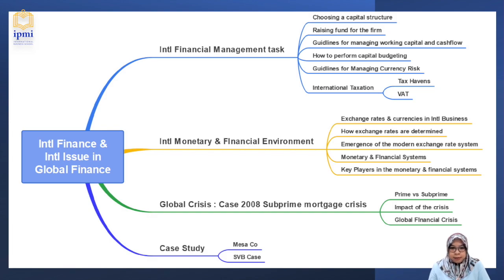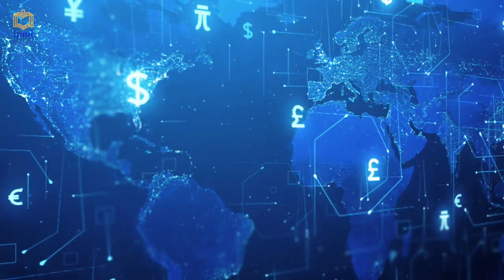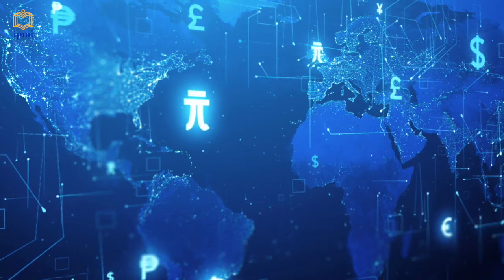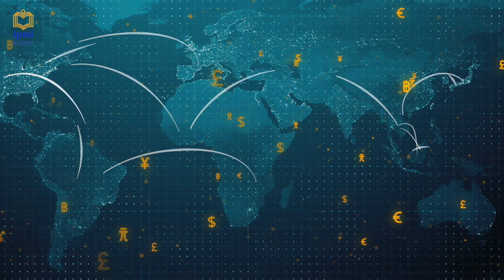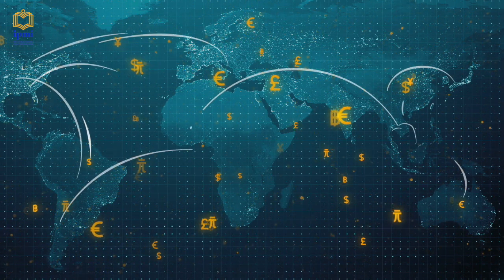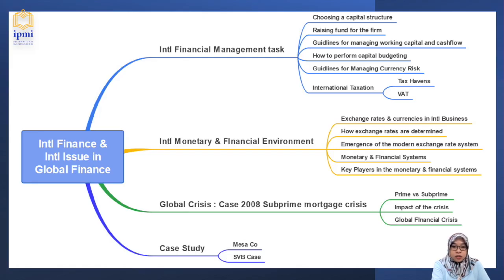To achieve optimum profitability, it is critical to select the best capital structure for the organization, whether through stock or debt financing. And the international monetary and financial environment relates to currency exchange rates in international trade, how exchange rates are decided, the monetary and financial system, and the important players involved. Exchange rates are important in international finance because they determine the value of various currencies. Central banks, international organizations, and financial institutions are among the important players in the monetary and financial system.